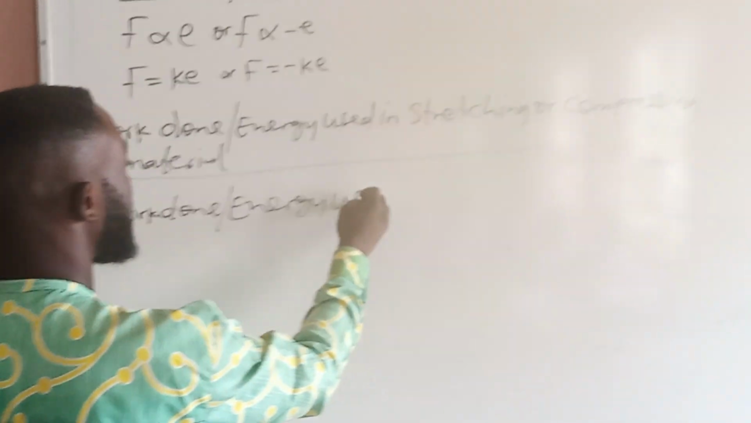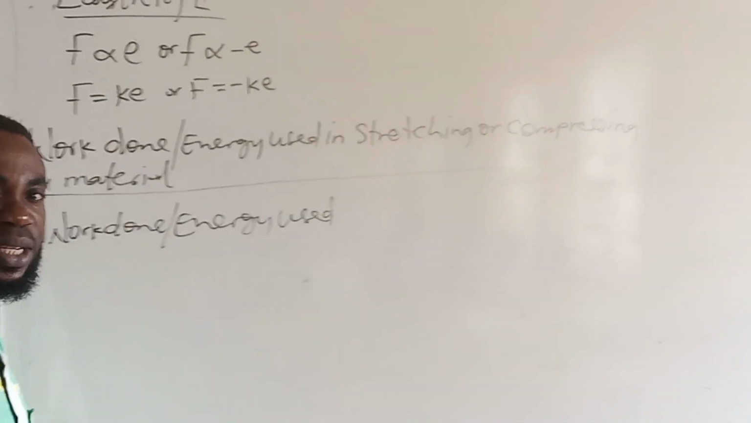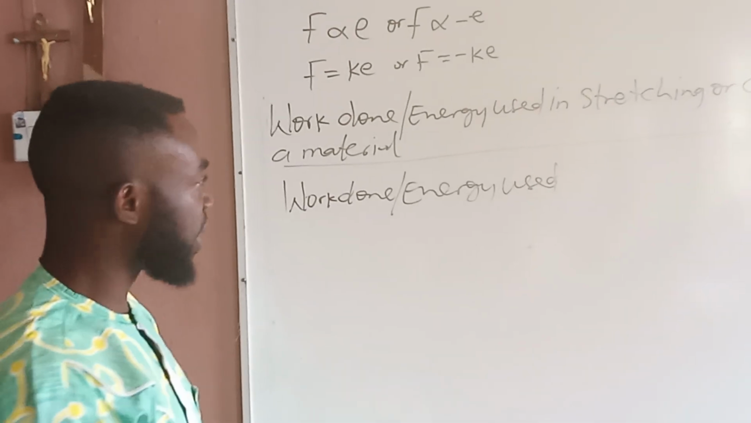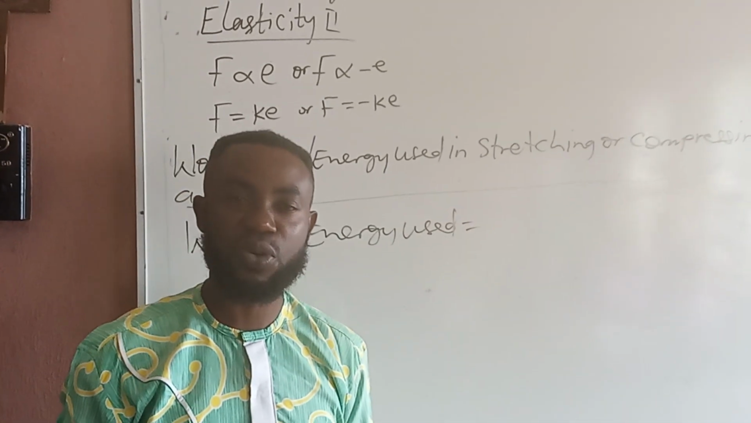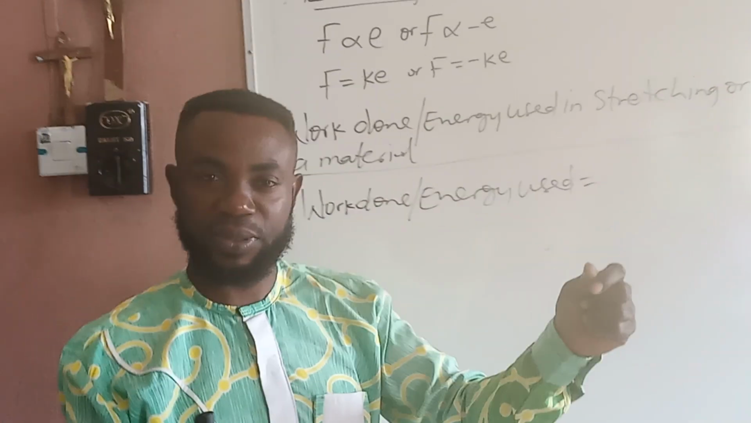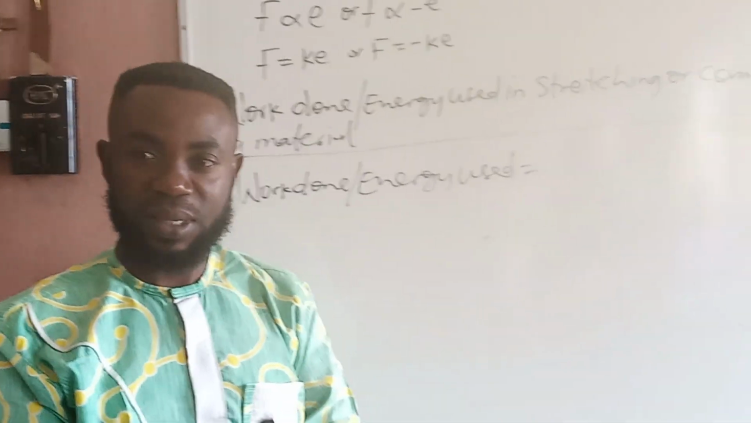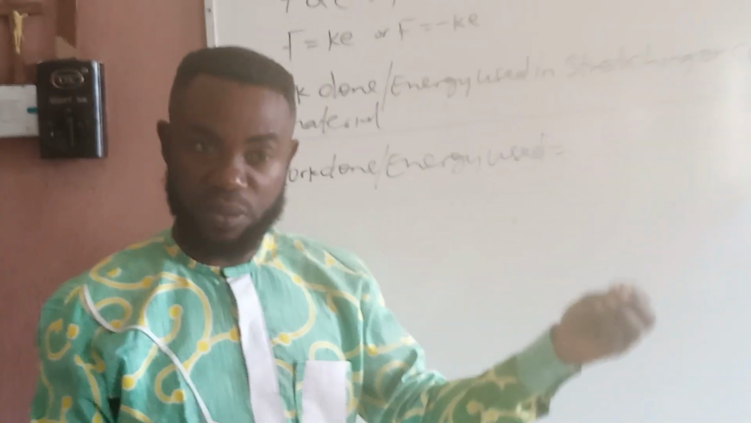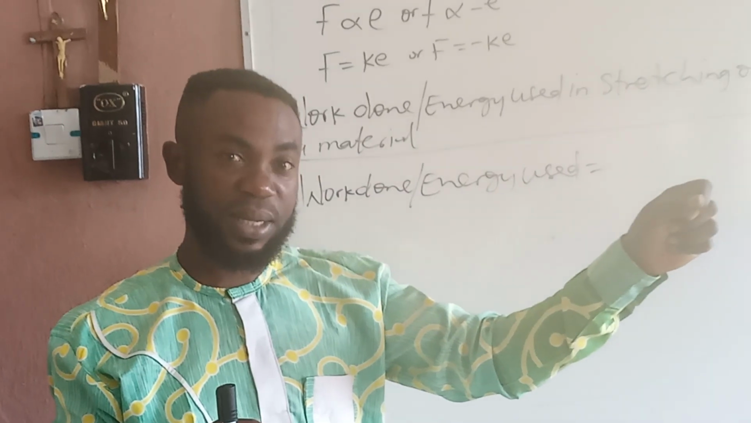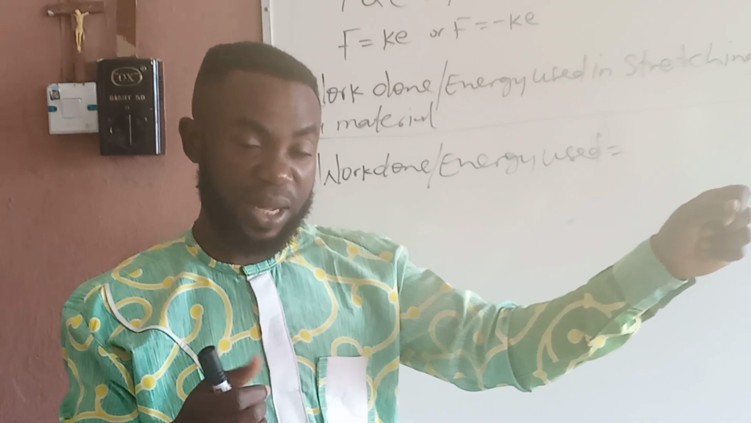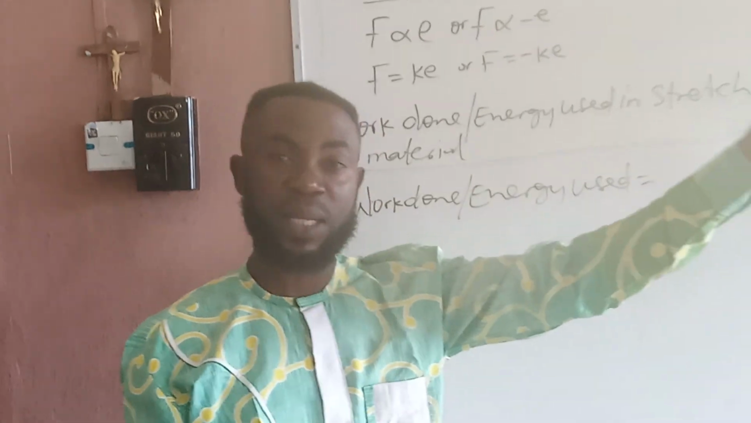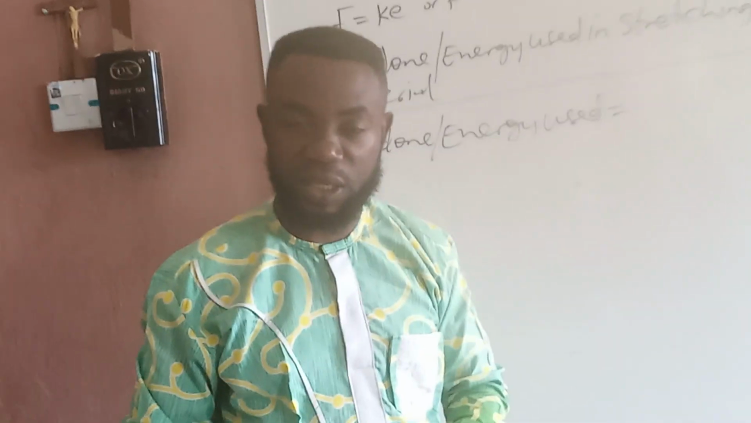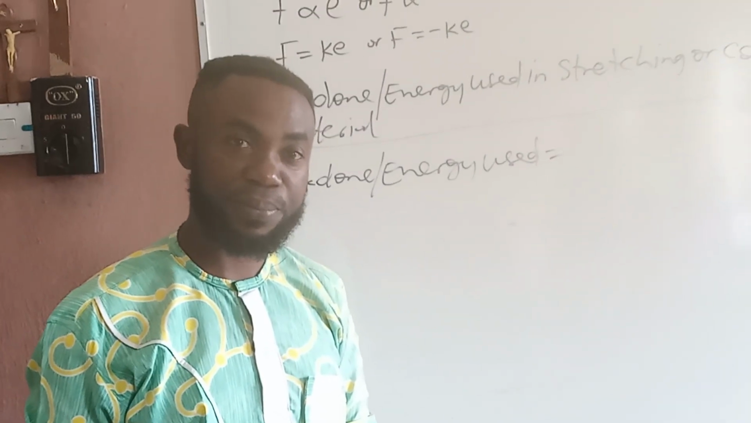So, work done or energy used in stretching or compressing a material can be calculated as follows. Of course, you know, when a body like a rubber is stretched with a catapult or spring and is released, it does work. If you stretch your catapult and release it, assuming you attach a stone to it, the stone released will do work elsewhere, which means it has possessed elastic potential energy by stretching the material.